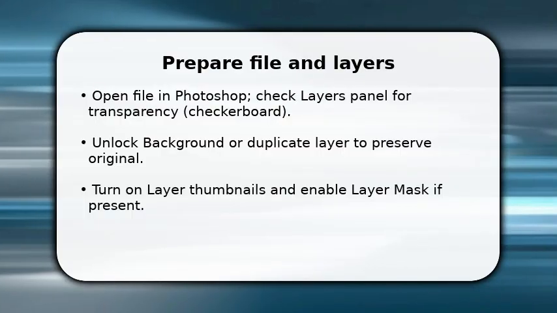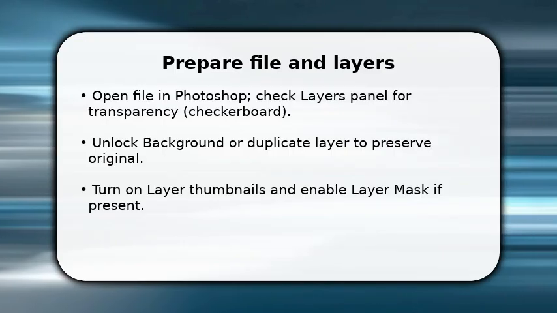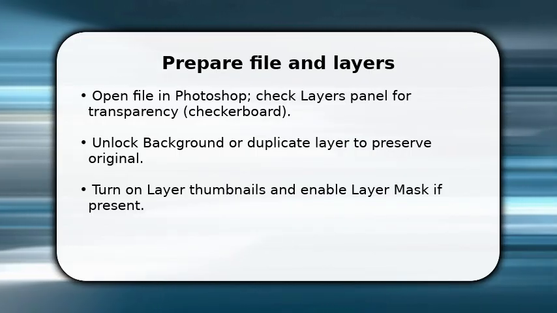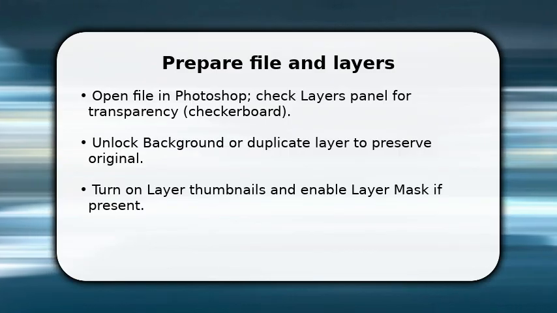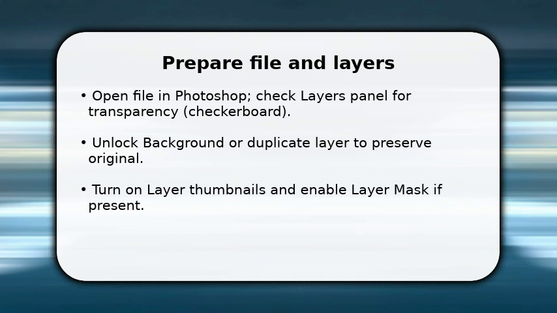You start with the image open and layers visible. Immediately unlock the background or duplicate the layer so you keep an untouched copy. Once done, inspect the layer panel for any masks or alpha channels. Those create transparency. Make sure layer thumbnails and transparency grid are enabled so you can see gaps. You're preparing a safe workspace. This prevents accidental deletions and gives you options to revert changes if removing transparency alters color or edges later.